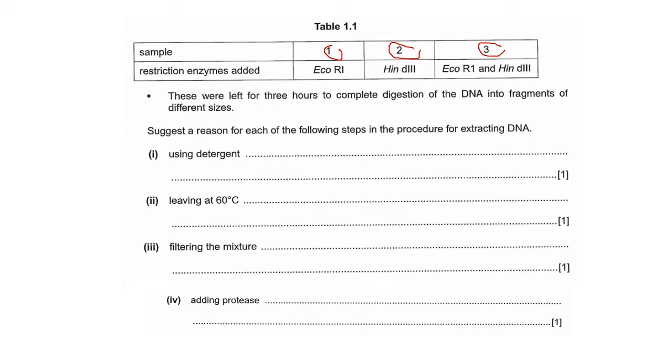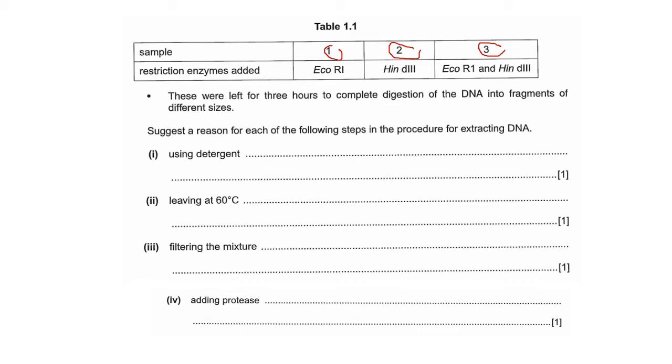The third one, why would you filter the mixture? It's important to filter the mixture because you're trying to remove the debris from the actual extract. So you're separating the DNA, because by the time you filter the mixture in the procedure that was read out to you earlier on, you had already done a lot of digestion steps and now you're simply trying to get the DNA out of the debris.